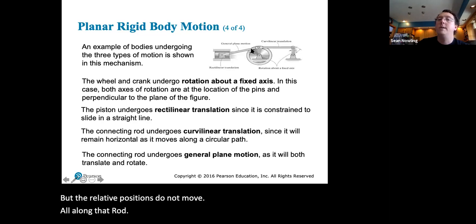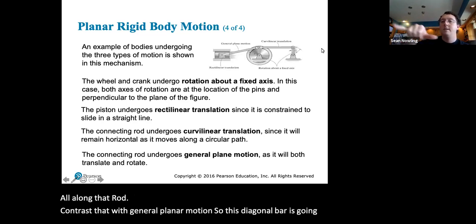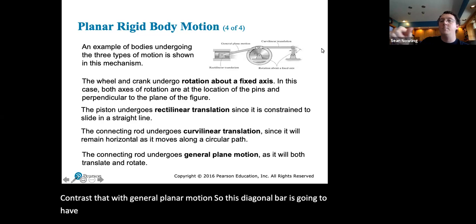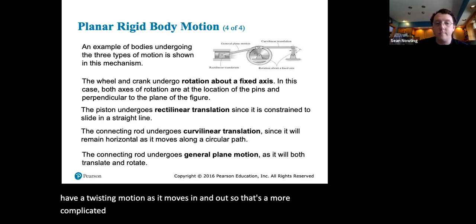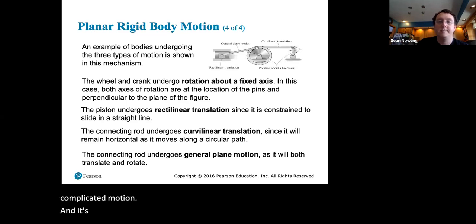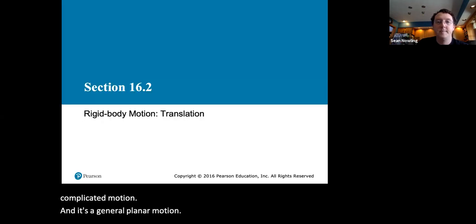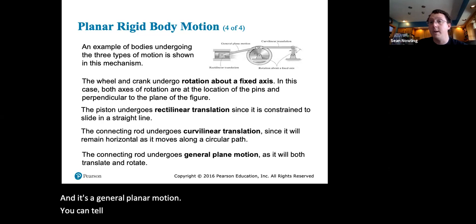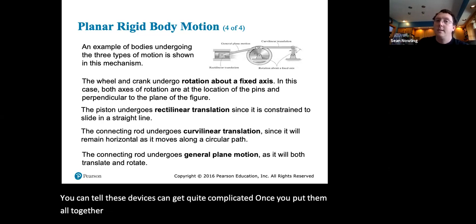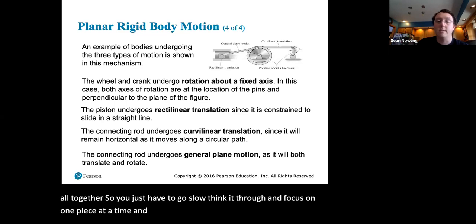Contrast that with general planar motion. This diagonal bar is going to have a twisting motion as it moves in and out. So that's a more complicated motion, and it's a general planar motion. You can tell these devices can get quite complicated once you put them all together. So you just have to go slow, think it through, focus on one piece at a time, and then glue the information together.